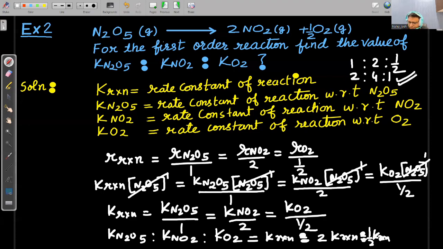Very common question, but you should not get confused. As you are writing, be careful when they are using rate of reaction, rate constant of reaction, or rate constant and the name of a chemical species there, right? So this is very simple, very common in JEE Mains and NCERT also. They have used these types of examples, very simple problems, but you should not make mistakes in these types of things.